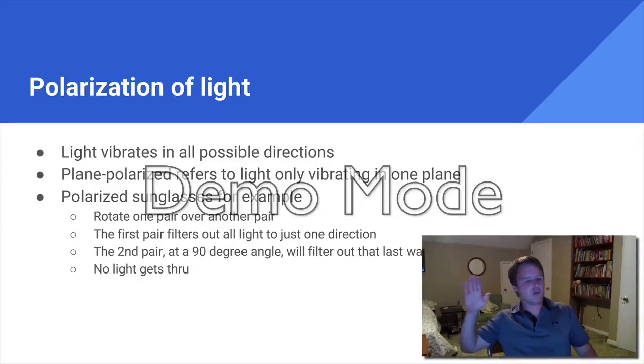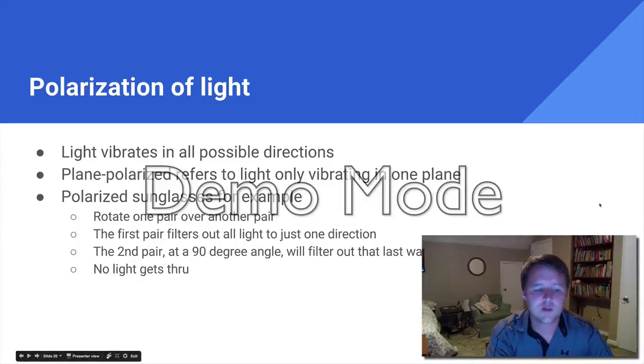So the polarized sunglasses are going to block out all light except that one plane, so that you can still see everything. But it's going to help reduce glare, because it's going to block out some of that glare coming from objects that are in a different plane.